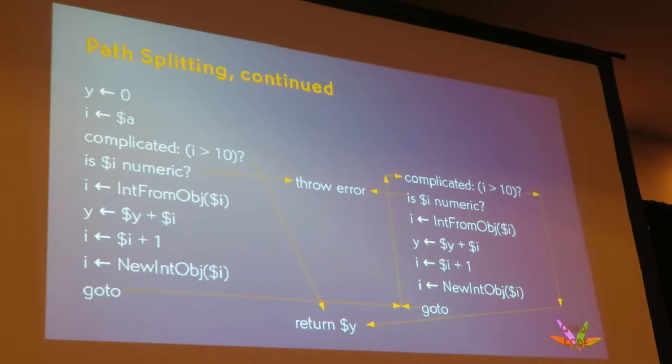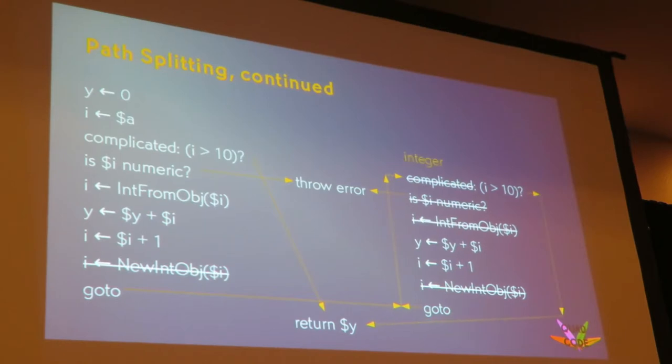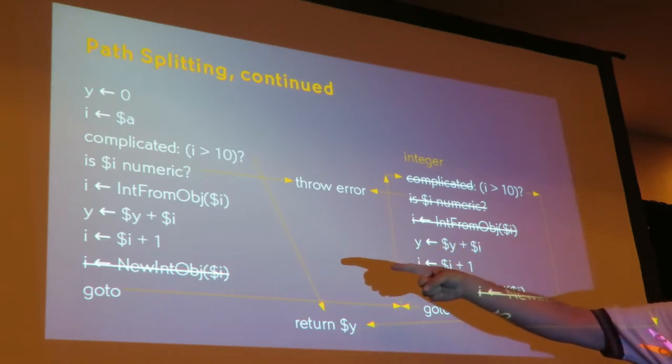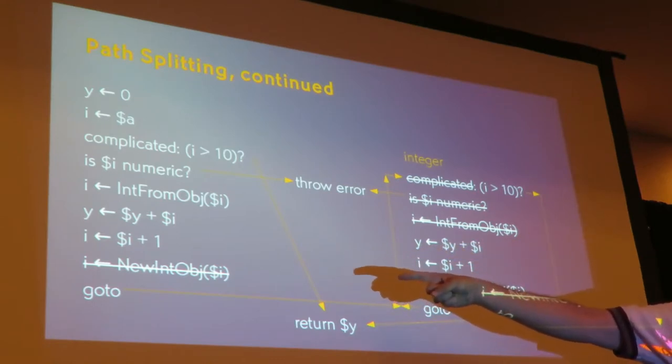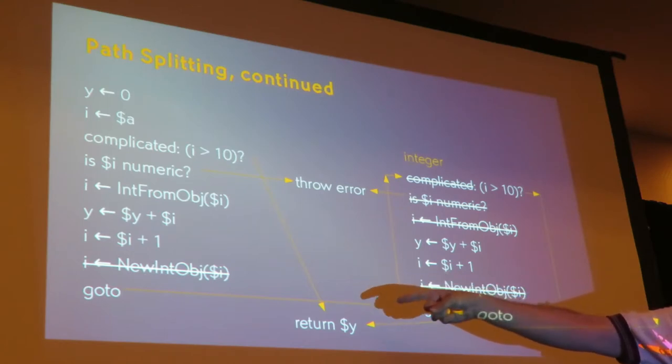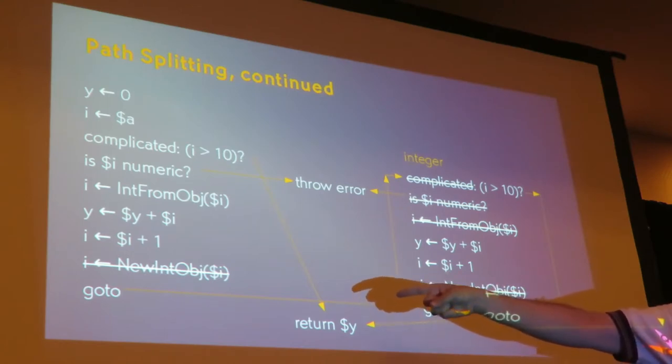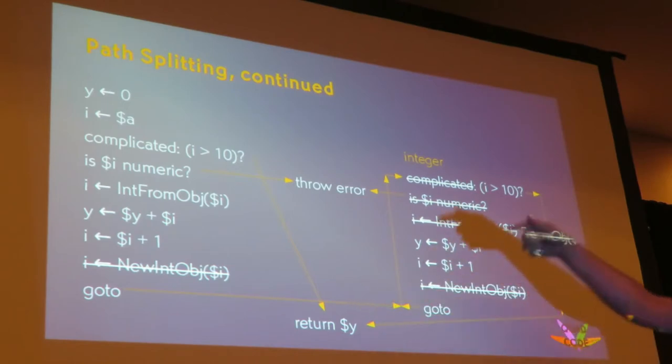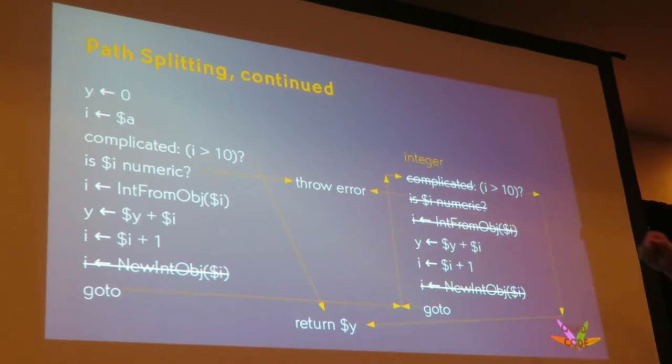But now I've got a ton of opportunities to optimize. I know that the usage of I from that time forward is going to be an int, so I don't have to repack it in a Tcl object. I can keep it unboxed. I know up here that this complicated check, I greater than 10, I is now an integer. I don't need to do that complicated check. I can just do an integer comparison.